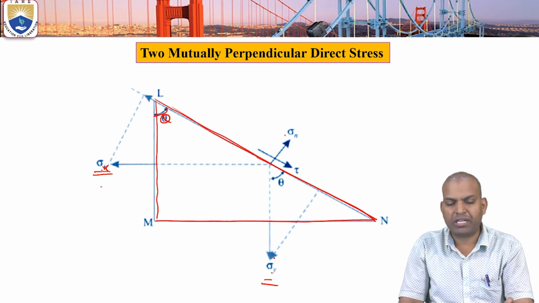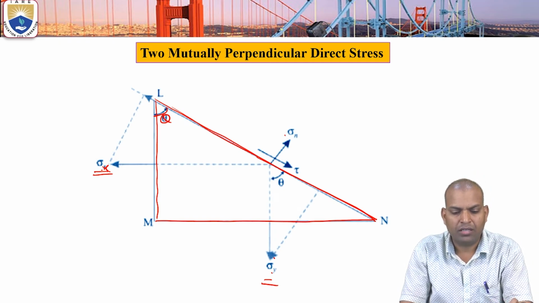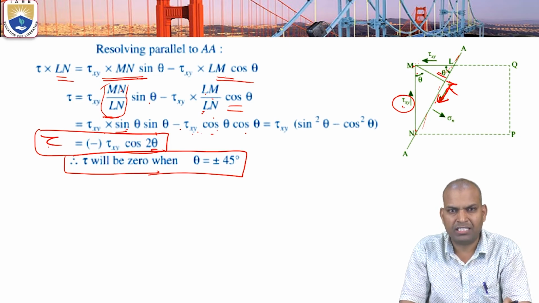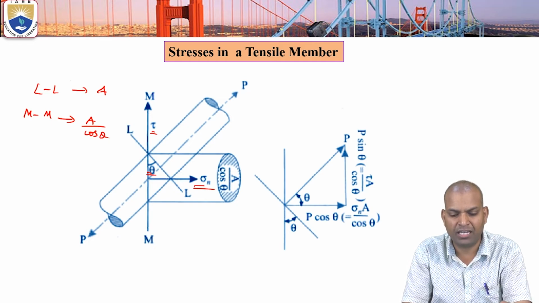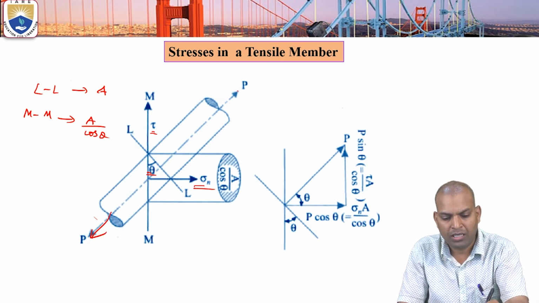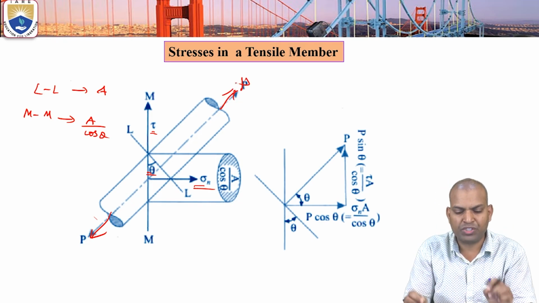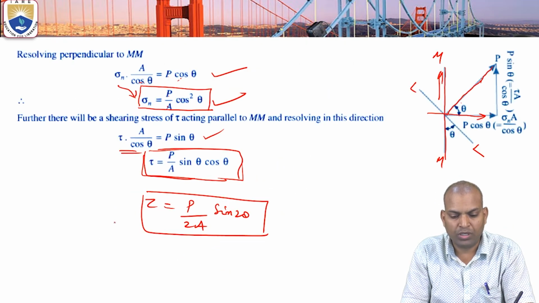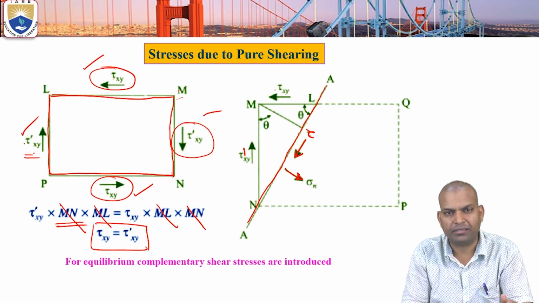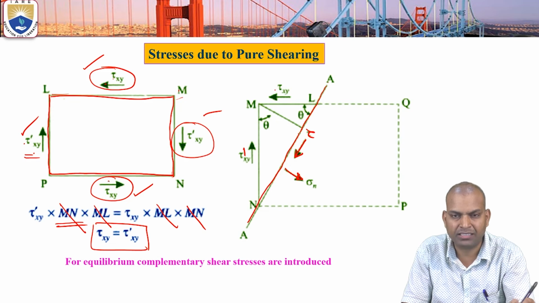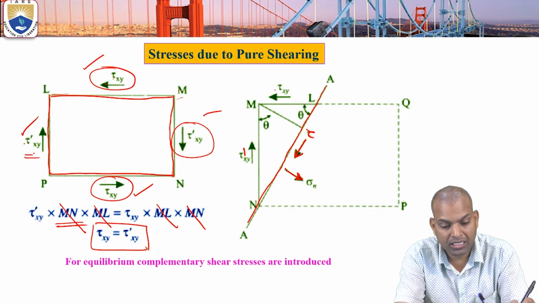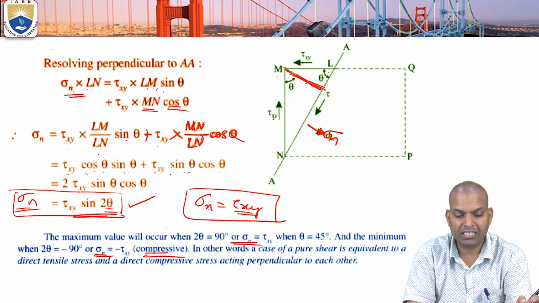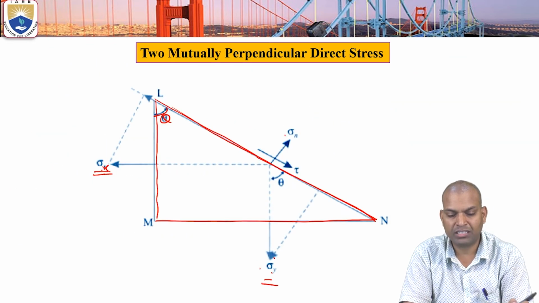Now in this class we have studied three cases. One is when unidirectional tensile stress is acting, that is called pure tensile. That is stresses in a tensile member, only pure tension load. It gives only unidirectional normal stress, that is sigma. The second case we have studied is pure shearing. What is pure shearing? Tau xy is acting. There is no normal stress in this case. The third case is when two direct stresses are acting mutually perpendicular, that is sigma x and sigma y.